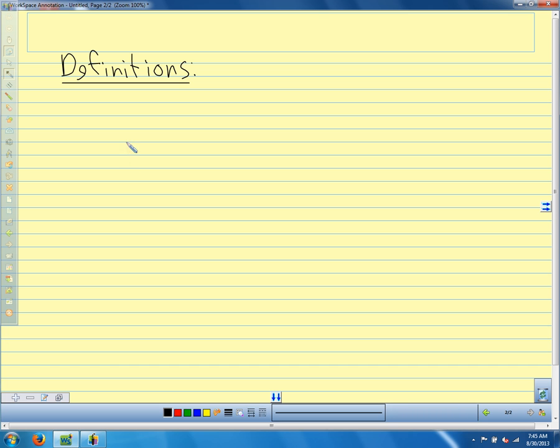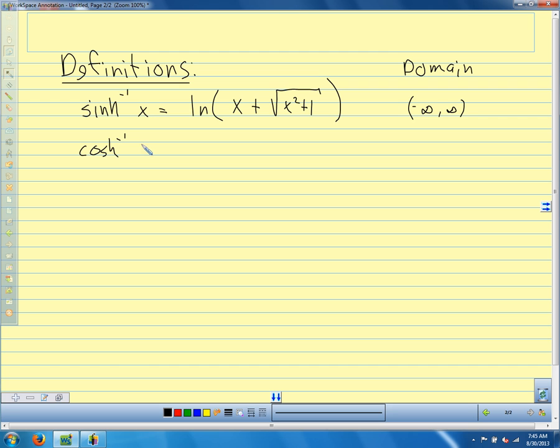All right, so our sinh inverse, inverse hyperbolic sine, is a very nice logarithmic function. And our domain, I'll just do a table of the domain, is minus infinity to infinity. Cosh inverse, inverse hyperbolic cosine, is the natural log of x plus square root of x squared minus 1. And the domain is from 1 to infinity.